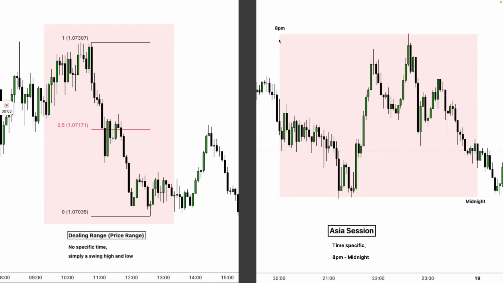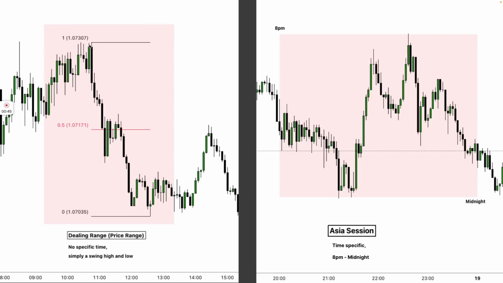So here are two examples, one being a price range and the example on the right being a timed range. First example is a dealing range, not the central bank dealing range, just a random dealing range. No specific time, simply a swing high to a swing low. This is a dealing range. This is a price range. You are looking at liquidity from the swing high, buy side, and liquidity at the swing low, sell side. Why is this a swing low? Why is this a swing high?